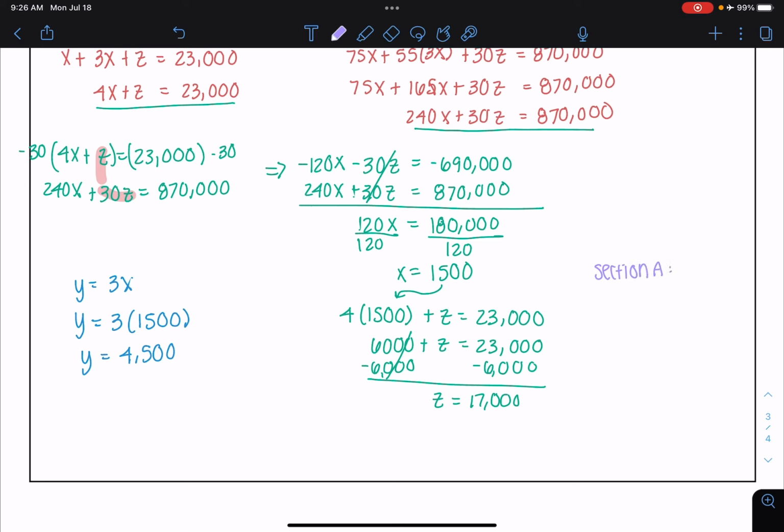So that means, writing that all out, section A, which is X, has 1,500 seats. Section B has 4,500 seats. And section C, which is Z, has 17,000 seats.